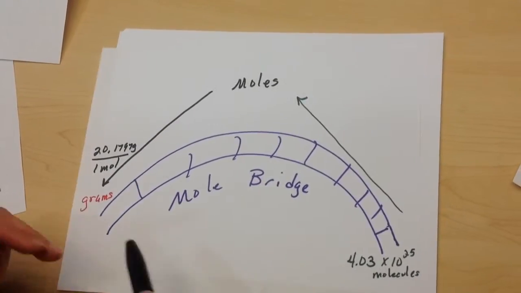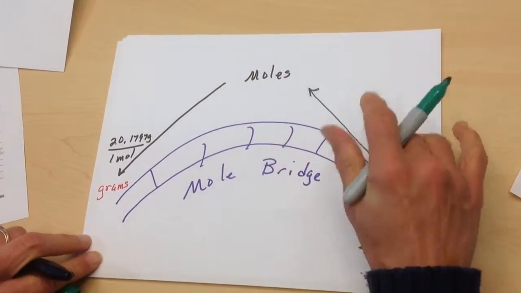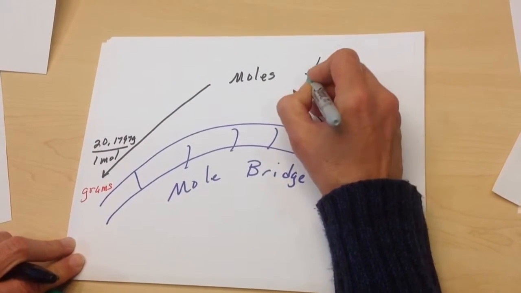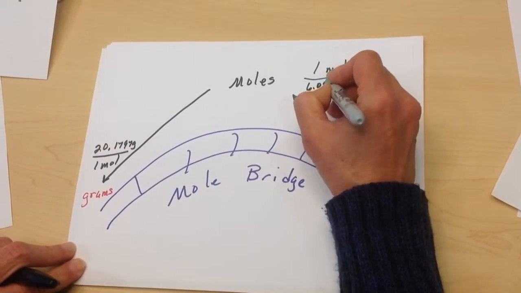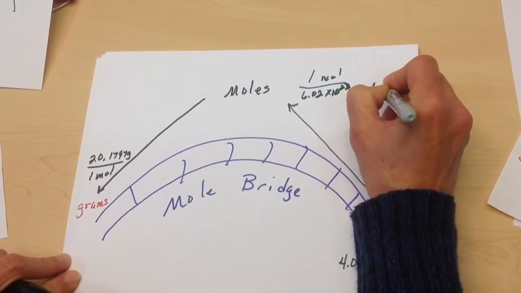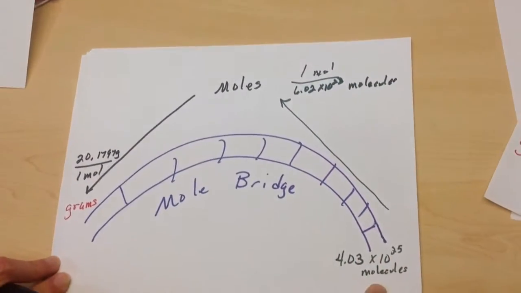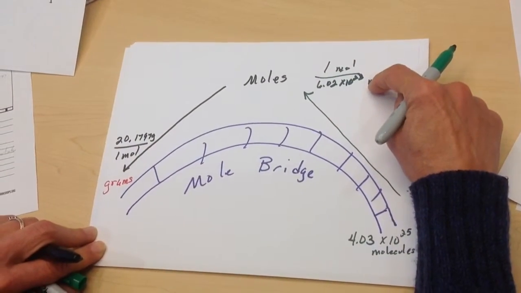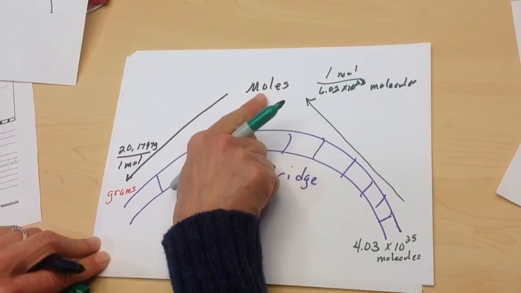So I know that my conversion rate would be 1 mole goes to 6.02 times 10 to the 23rd molecules. I take what I know, this is in the top, so molecules is in the top, so my conversion factor now needs to go in the bottom. Then I'm going to get to moles.